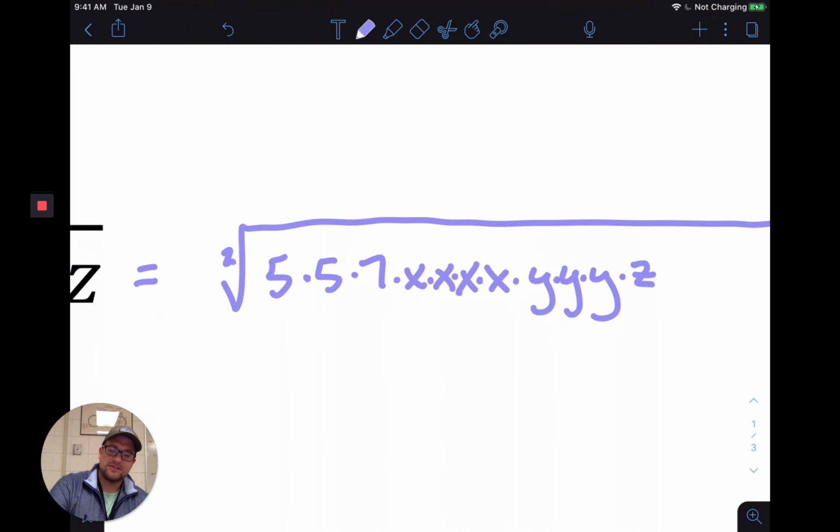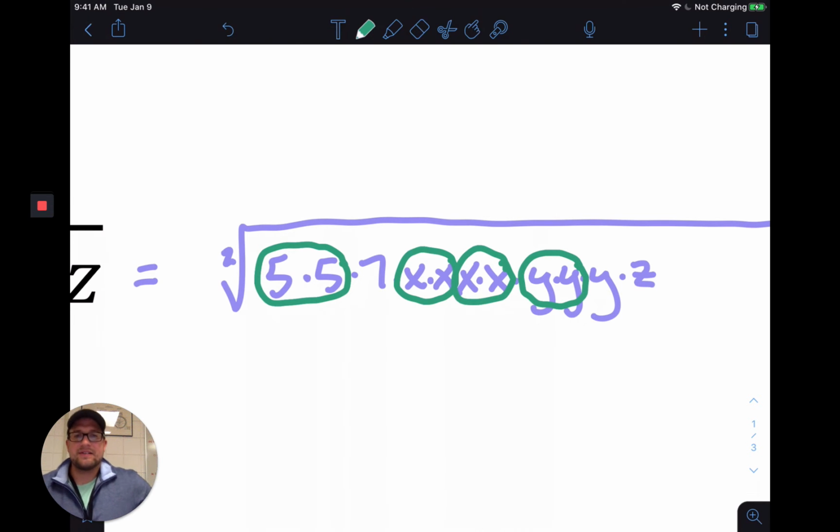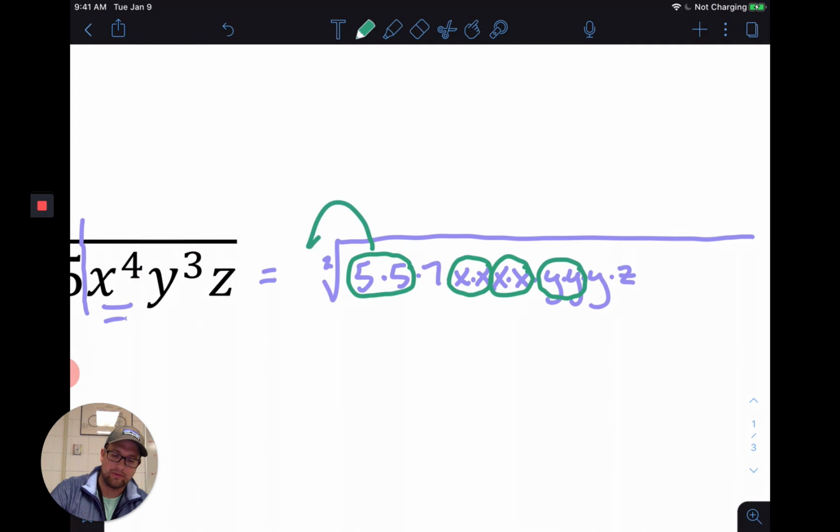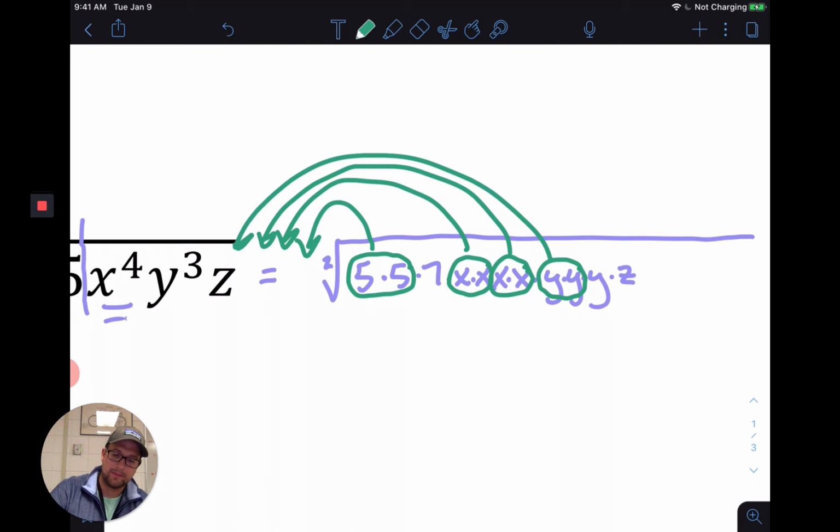Now, since our index is 2, we are looking for groups of 2 of the same things to be pulled out. So I'm just circling up things that have 2 of each of them. Anytime I have a group of 2, I can pull one of those to the outside, right? 2 for 1 special. So I'm going to be pulling out 4 things total. First, I'm going to put that 5 out front. I know that I'm going to pull out 2 groups of x's, so we're going to turn that into an x squared. And then I'm going to pull out 1 group of y's, so I'm going to have just a y.